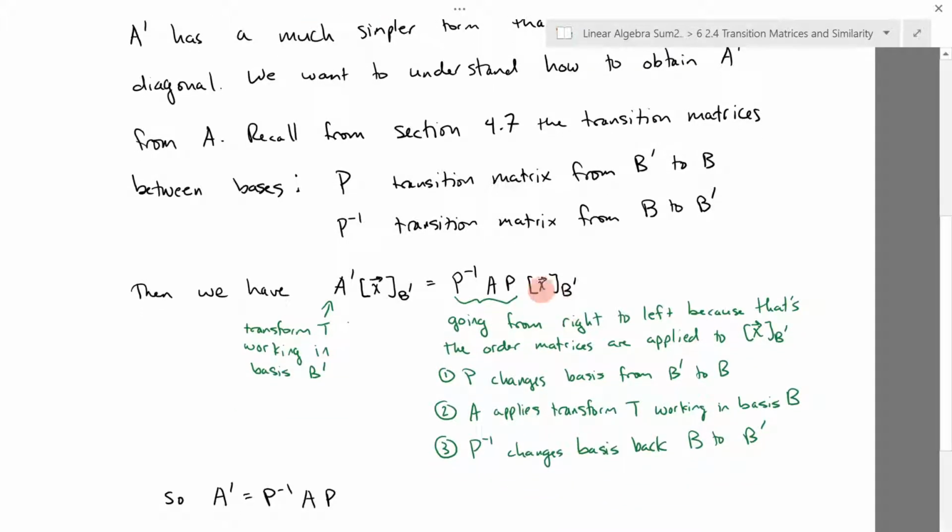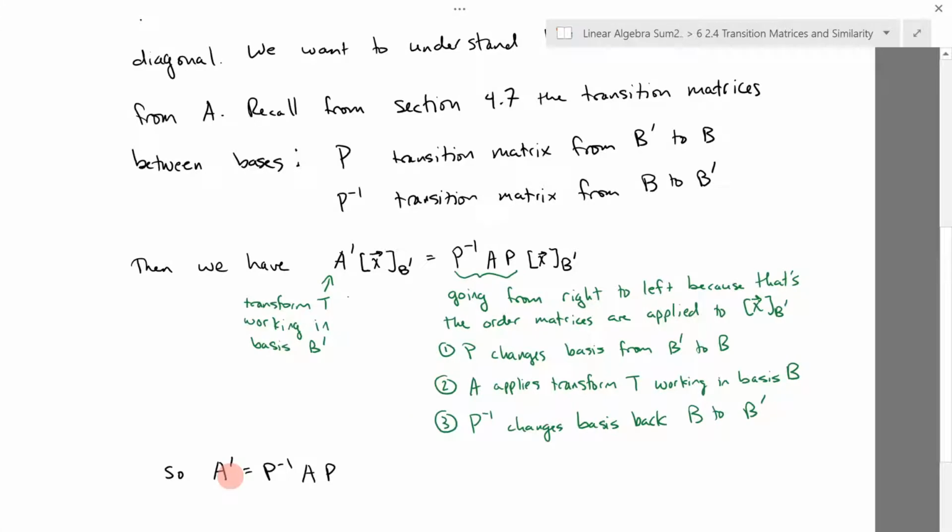Again, you want to take as input coordinate vectors for B prime. So you have to change basis from B prime to B, transform working in basis B by A, and then transform back to B prime. The effect of this should be the same as the effect of A prime, and so we get that A prime is equal to P inverse A P by using the transition matrices.